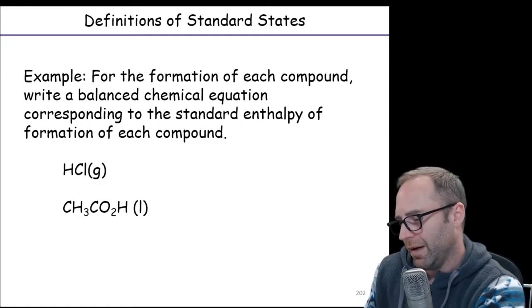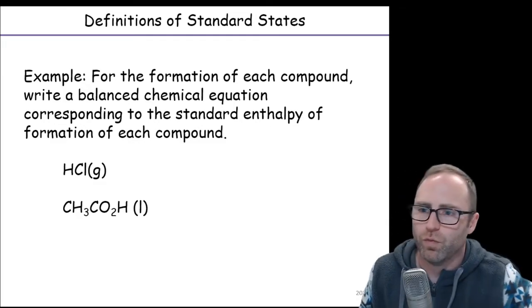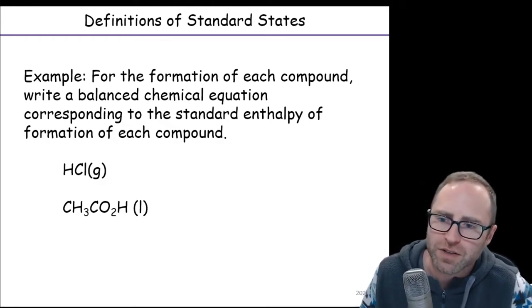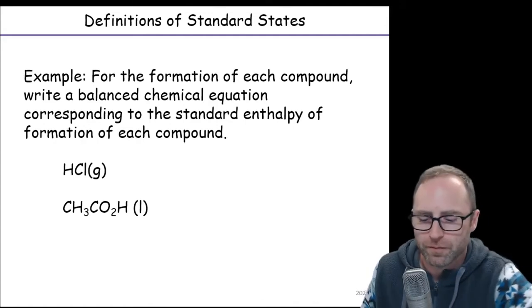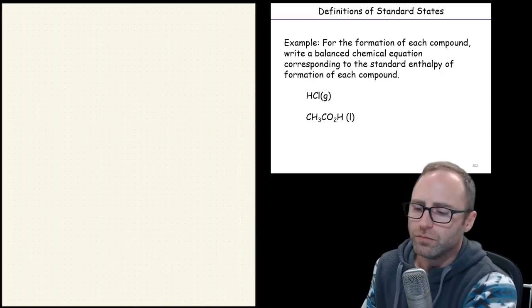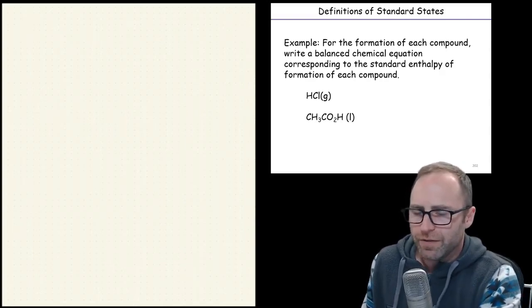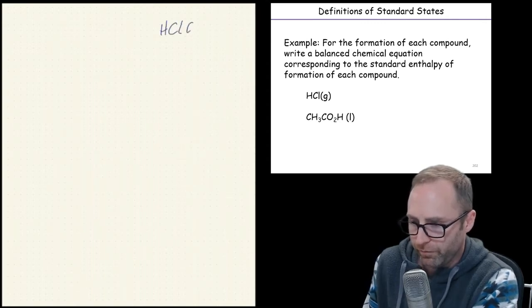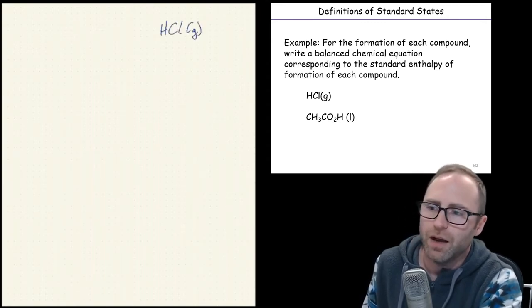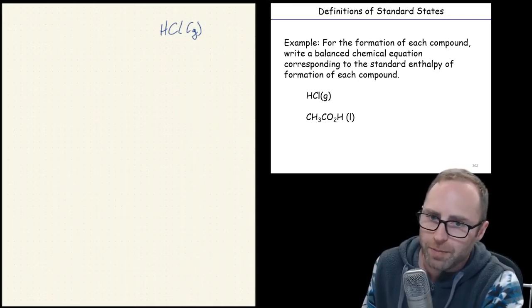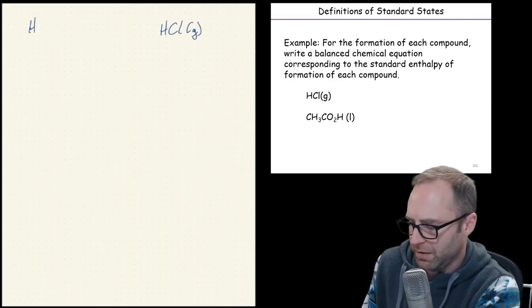For each of the compounds we have, write a balanced chemical equation corresponding to the standard enthalpy of formation of each compound. All right, so we're going to go to the board. So we know here for the first example, for the HCl gas, we know that HCl is made up of two other components, specifically hydrogen and chlorine.